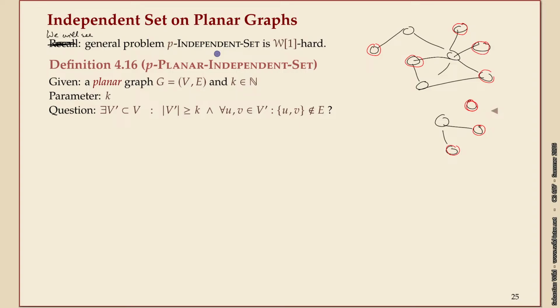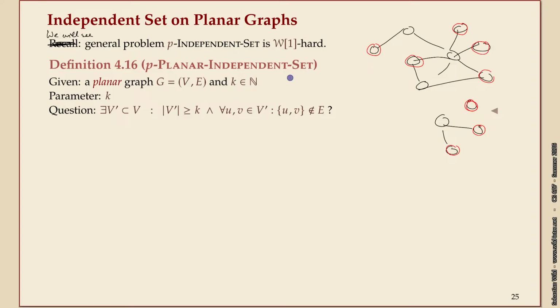Now I haven't told you what W1-hard means. So just forget about it for the moment. We'll start with that part tomorrow. What this means intuitively is we shouldn't expect an FPT algorithm for this problem in general. As often in complexity theory, we can't really prove that. Same as for NP-hard problems, we can't prove there's no polytime algorithm, but it's a bit unlikely.